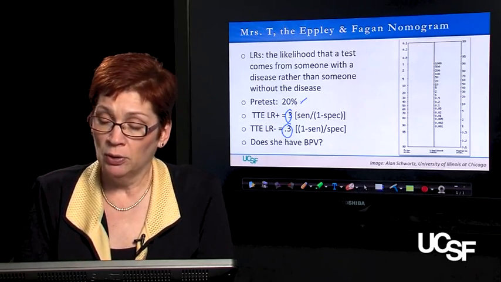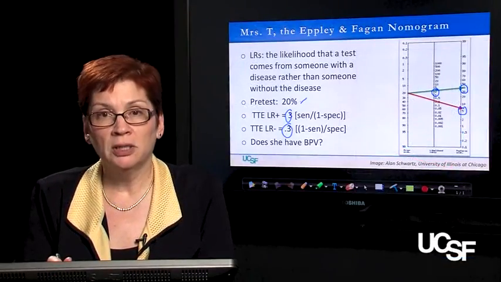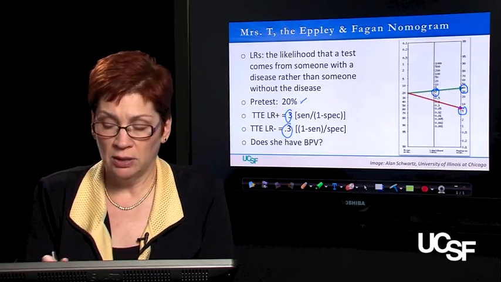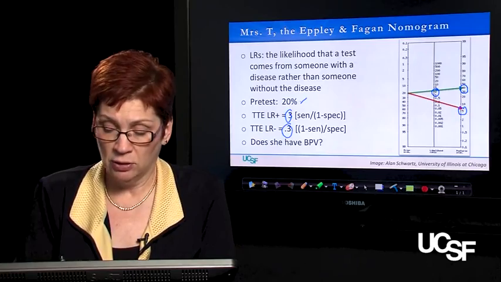So again, applying our ruler to the Fagan nomogram, we start with a pretest probability of 20%, a likelihood ratio of 3, and we end up with a post-test probability of 40%. A negative likelihood ratio would move us down to a post-test probability of about 7%. So it's hard to conclude that she definitively has benign positional vertigo in this particular diagnostic strategy and set of circumstances.